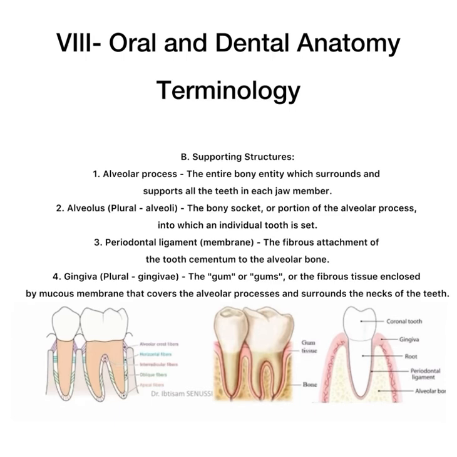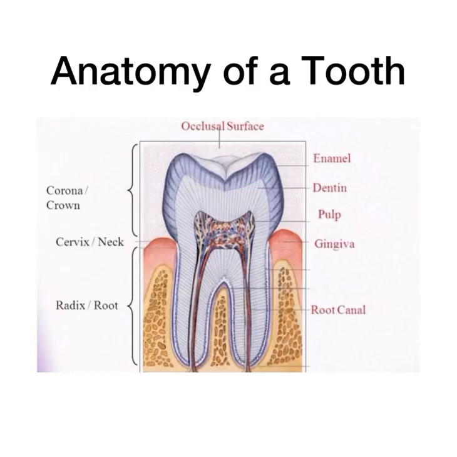Root, located below the gum and is lined by cementum, a hard tissue. Periodontal ligaments attached to the alveolar bone. Alveolar bone, supporting and bony structures of the jaw. Anatomy of a tooth. Occlusal surface.